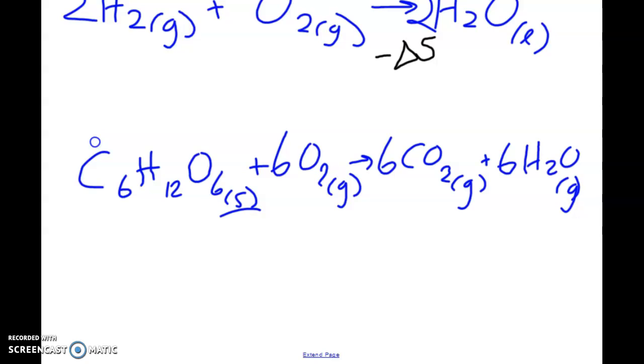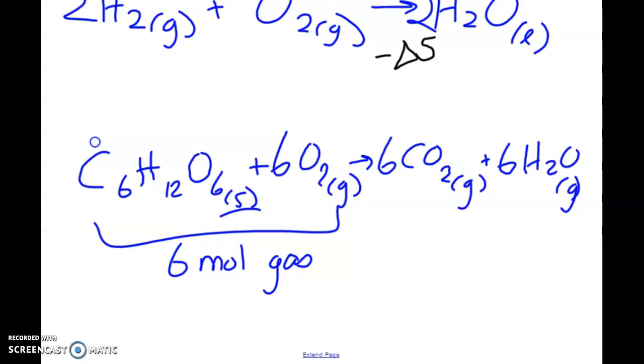If you have a case where you have gaseous products and reactants, what you would do is compare the amount of moles of it, or look at the coefficients. So on the left side, we have 6 moles worth of gas particles, and on the product side, we have 12 moles worth of gas particles.